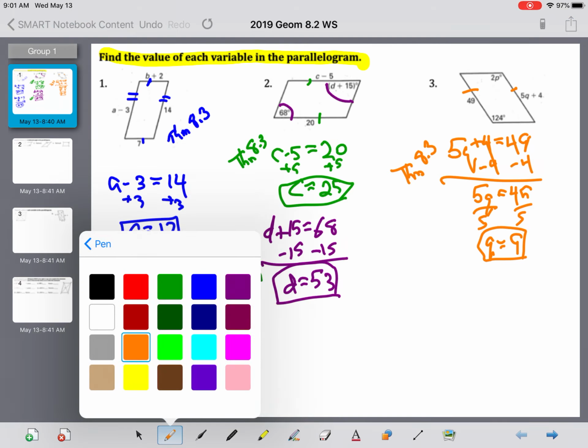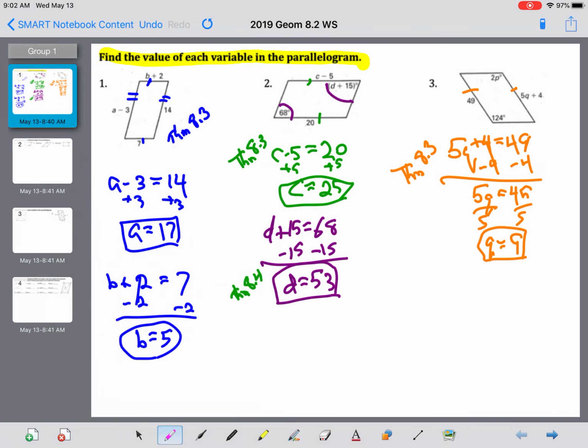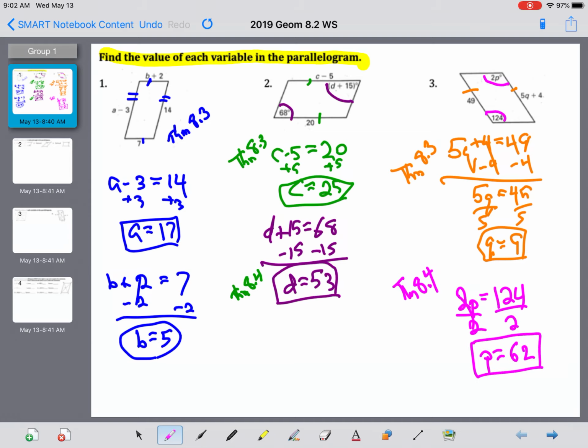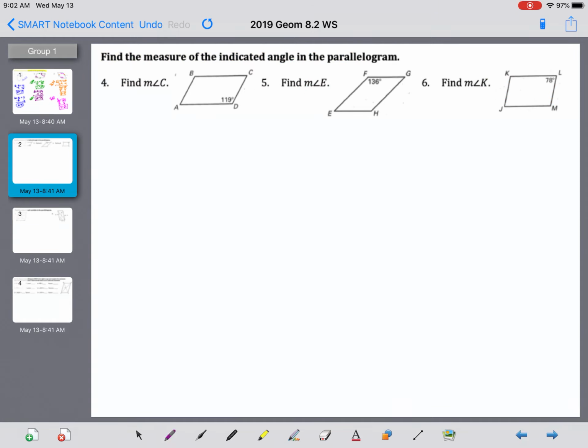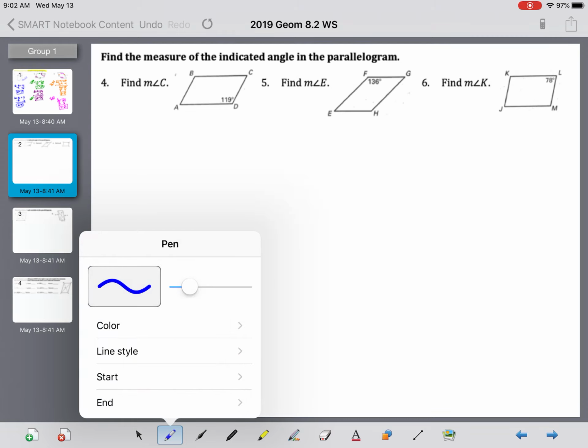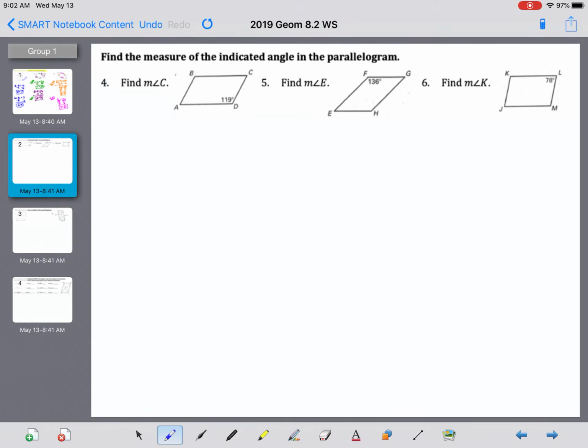And then moving on here, we have opposite angles here. So that's going to be Theorem 8.4. It's going to say that 2p equals 124. Divide by 2. And p equals 62. Moving on. So we're basically applying theorems from this section to find measures here.